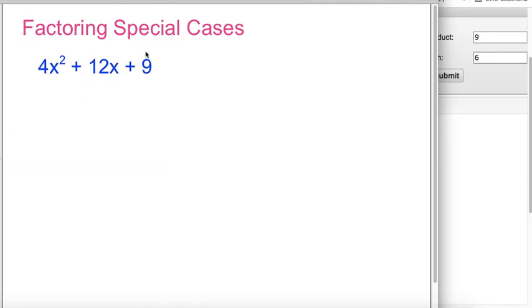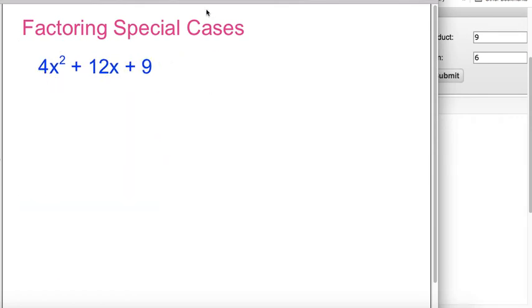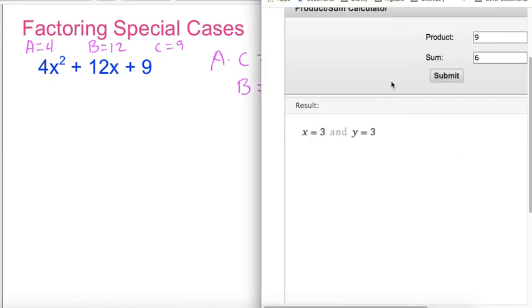Here's our last one. Compared to the last one, the A was 1, here the A is 4, and so just wanted to do one where A was 1 and A was more than 1. So the A is 4, the B is 12, the C is 9. A times C, 4 times 9, 36, B is 12, so you want your product and your sum. Product of 36 and sum of 12.